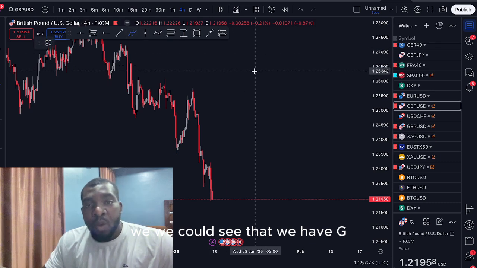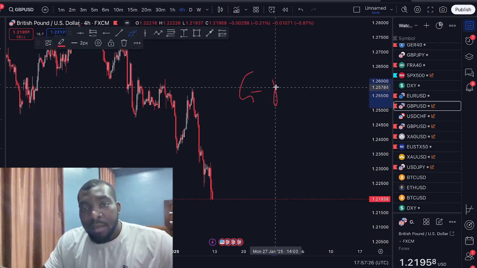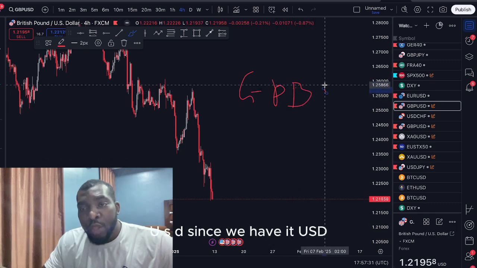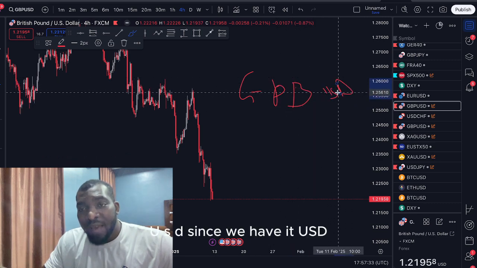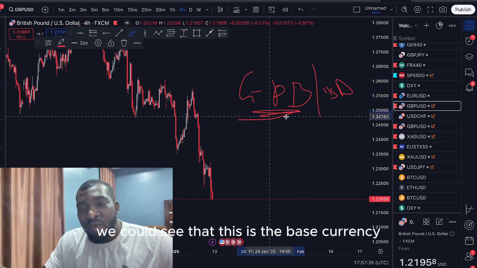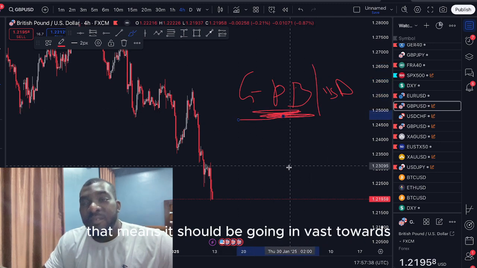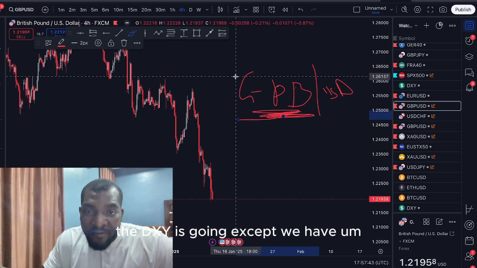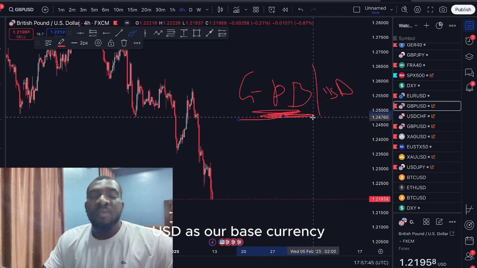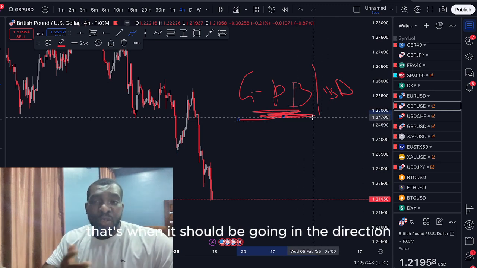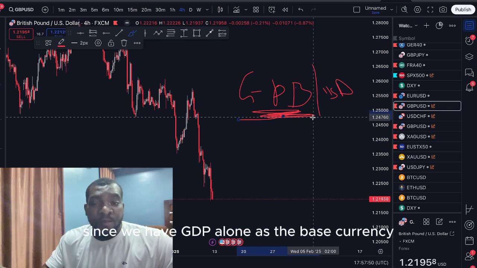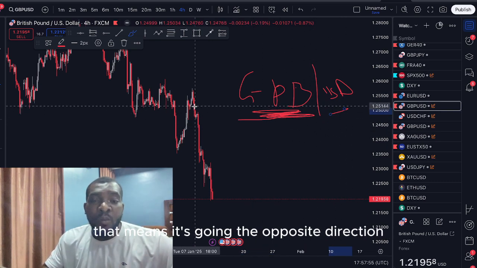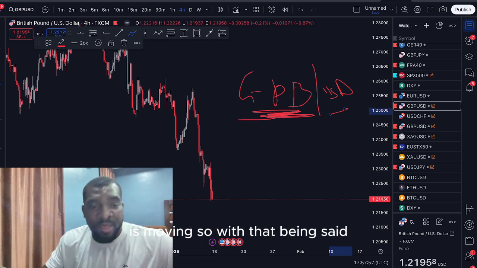We could see that we have GBP USD. Since we have it as GBP USD, we could see that USD is the quote currency, and since this is the quote currency, it will be going inverse to what the DXY is doing. Except when we have USD as our base currency, that's when it will be going in the direction of the DXY. But since we have GBP alone as the base currency and USD as our quote currency, that means it's going in the opposite direction to what the DXY is moving.